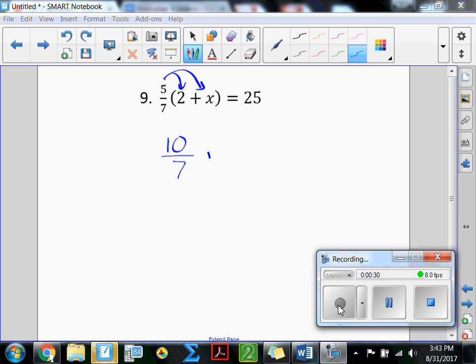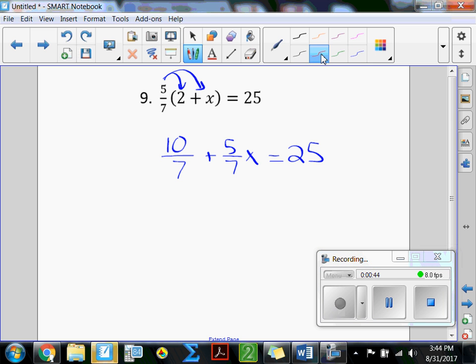5/7 times x will be 5/7 x, and that's set equal to 25. I could have tried to deal with the fraction first, but I think most students are going to do it this way, so that's what I did. Then I could subtract 10/7 and subtract 10/7 on both sides. On the left side, that cancels out to a 0. 0 plus 5/7 x is still 5 over 7 x.